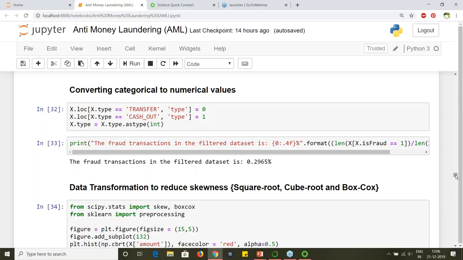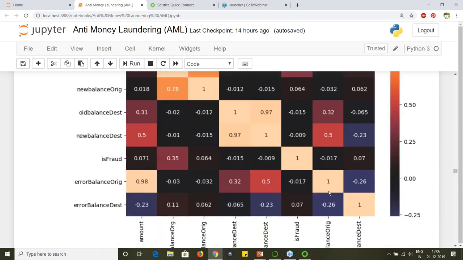It's taking time. Yeah, with amount. See, the error is calculated with the amount, na? But your new balance destination is not. Yeah, new balance destination is showing 0.5 correlation. This is showing 0.98. That is true, because the new balance and old balance are highly correlated because they are related to amount. It imputes bias in the model.